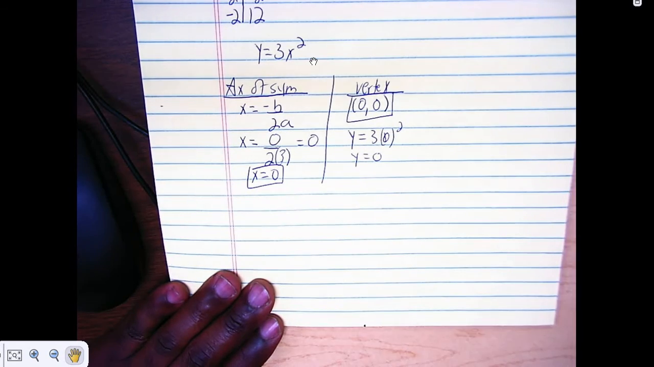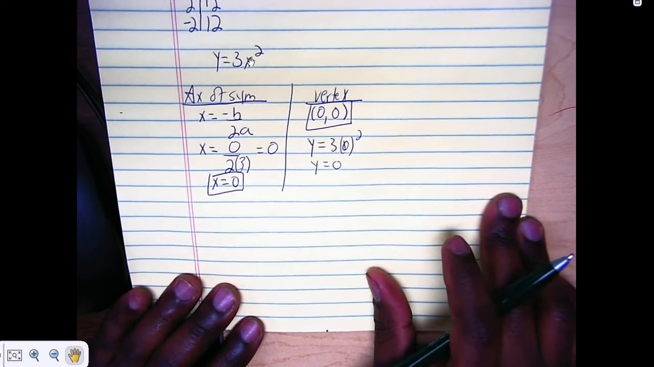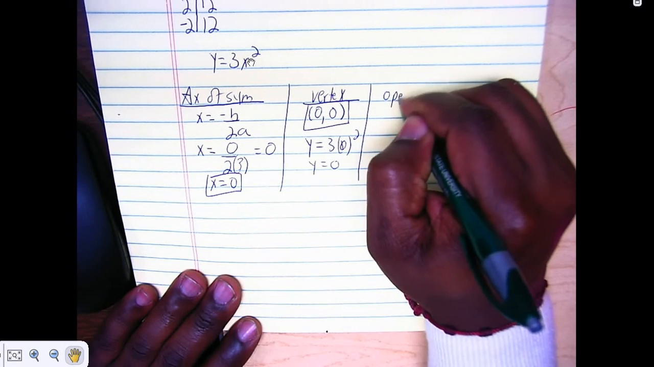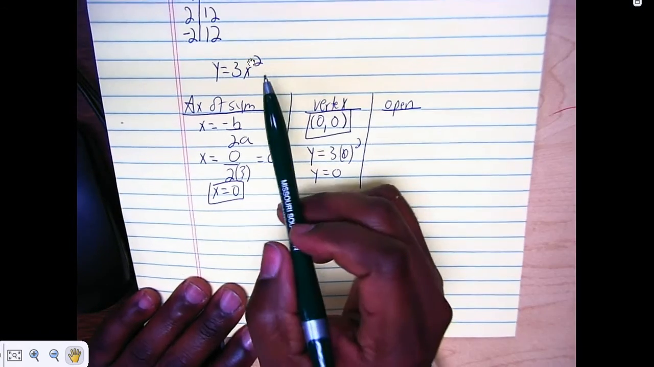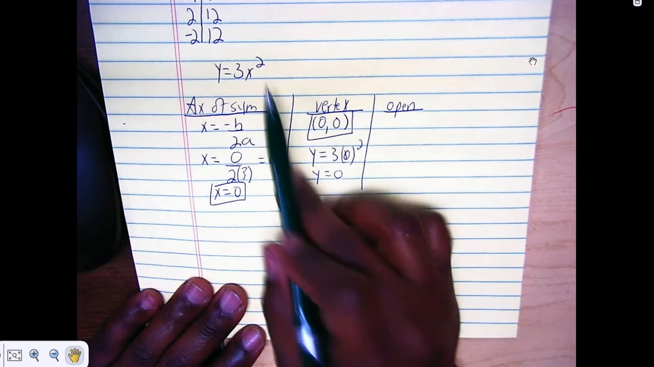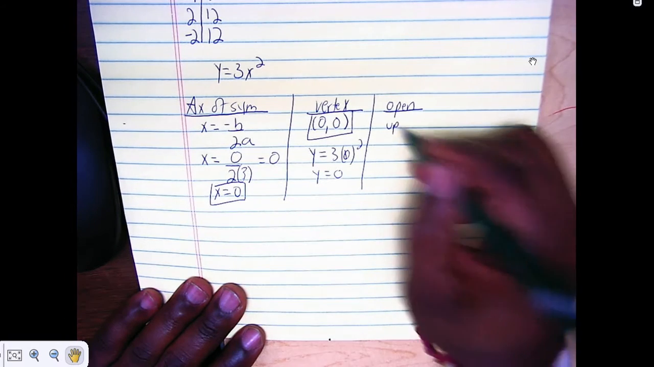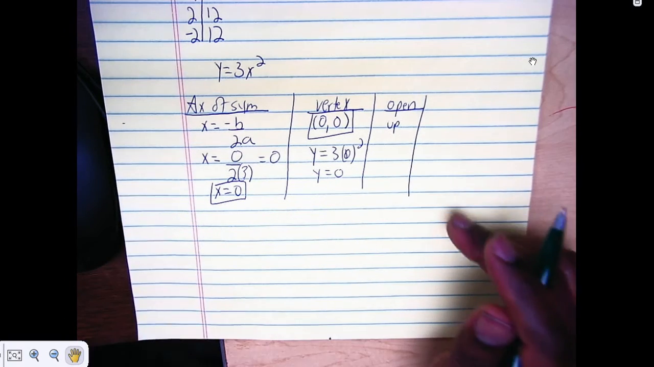Okay? All this stuff we just showed you on the graph. Now, which way does this thing open? Since this number is positive, the number in front of the x squared, which is a, since a is positive, it opens up.